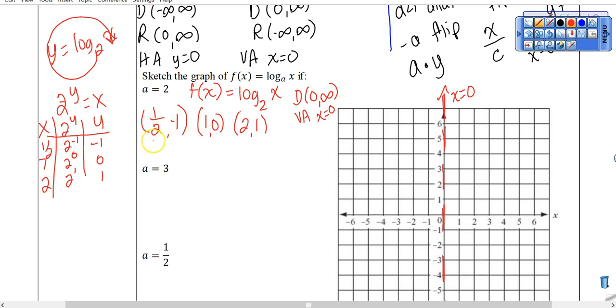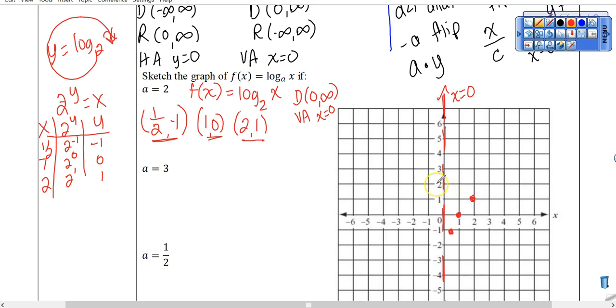But I had already found those points, right? Yes. It's always going to follow that pattern. If there's no transformations, those are the 3 points you graph. So 1/2, -1, 1, 0, 2, 1. We'll do another one.